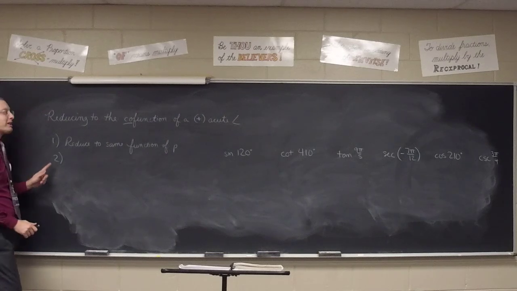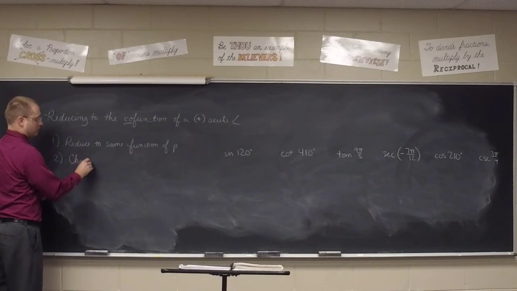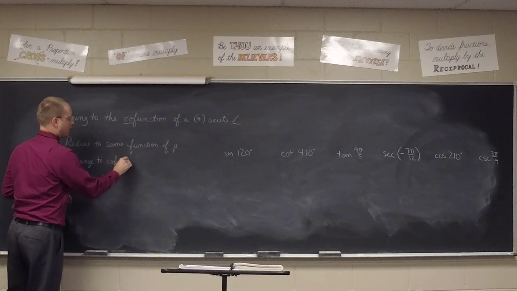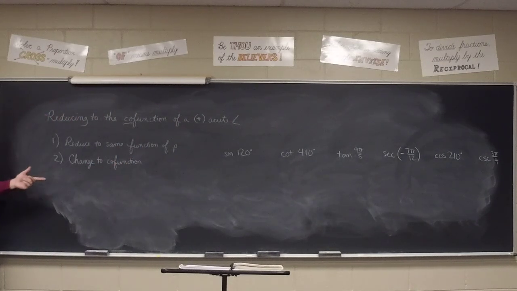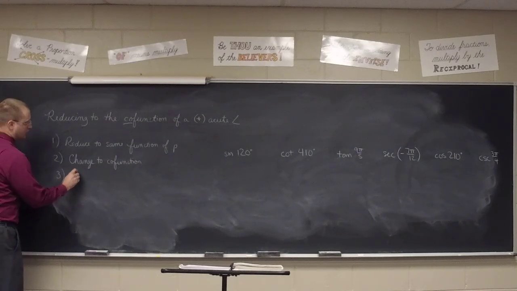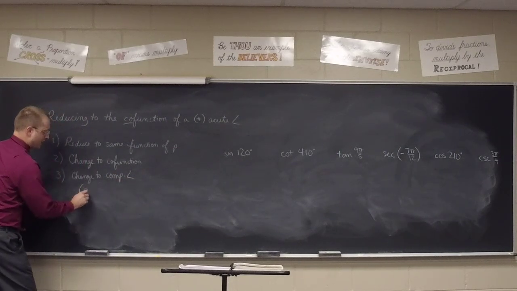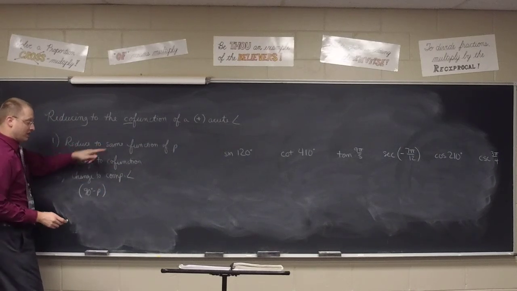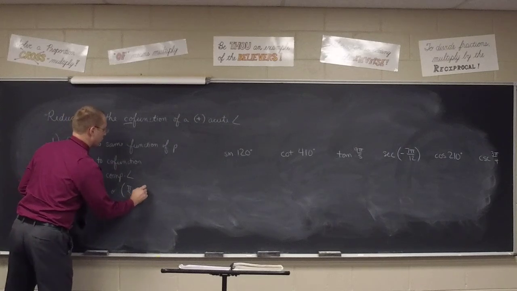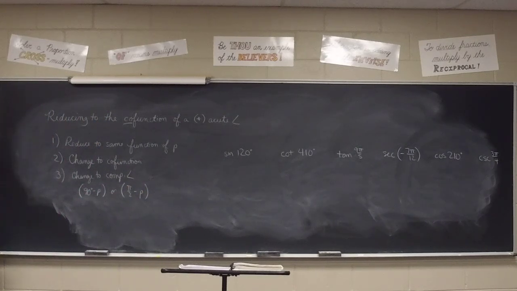Step number two, since we want to change to the cofunction, change to cofunction. But you'll recall from the past that when you change to the cofunction, you also have to change the angle to its, not reciprocal angle, co-angle or complementary angle. So step number three, change to complementary angle. Quick refresher, that means 90 minus the rho that you would have found in step one, or pi over 2 minus the rho you would have found in step one. So we change to the cofunction, change to the co or complementary angle.